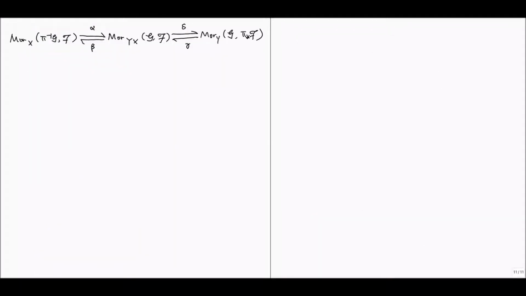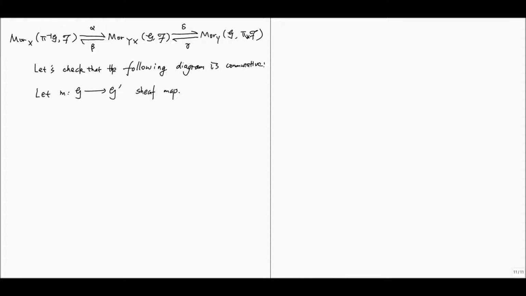So far, we have established the bijection between the set of sheaf morphisms from pi inverse G to F and the set of sheaf morphisms from G to pi star F. But we haven't checked the naturality, and now we will do this. There are two commutative diagrams that we need to verify, but here we will only do one of them.